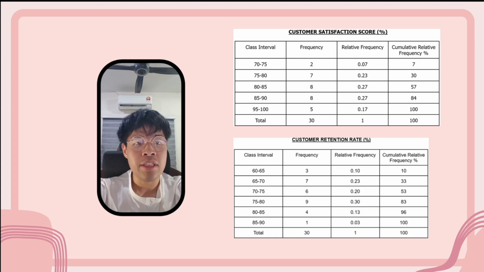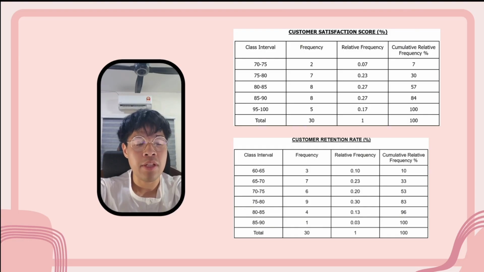From this, you can see for the satisfaction, the highest value is the 80 to 90 class interval, where the relative frequency is 0.27, showing that the customers are quite satisfied. For customer retention, the highest relative frequency is class interval 75 to 80, which is 0.30, indicating that more customers fall in the lower to mid-range retention.